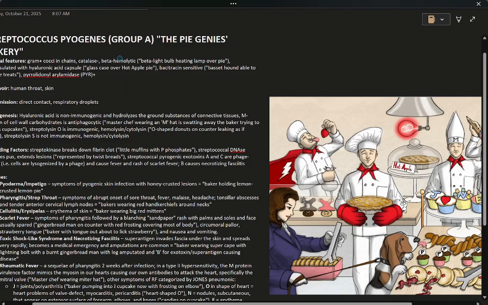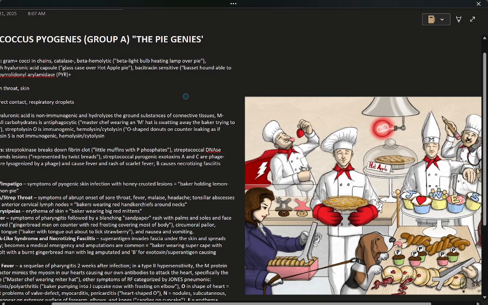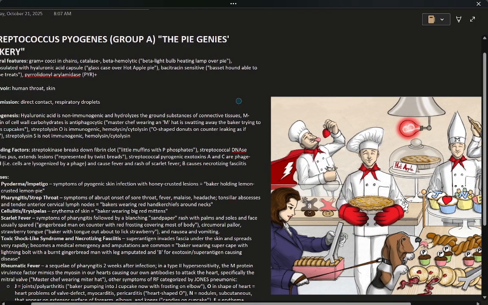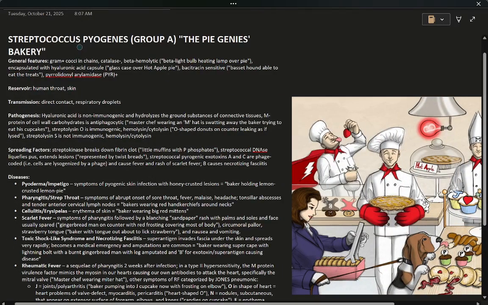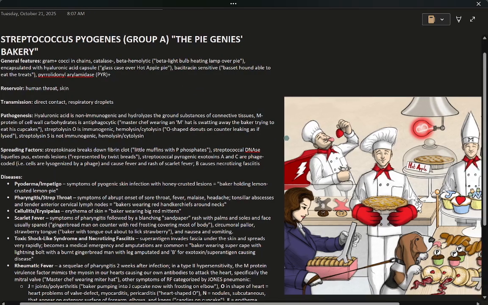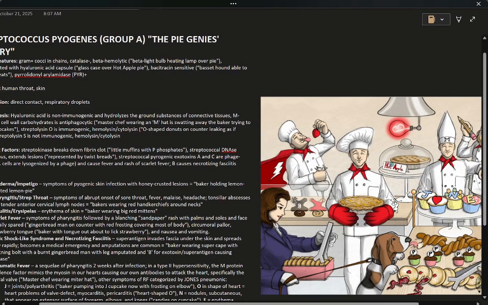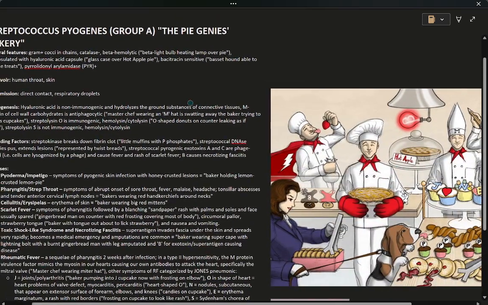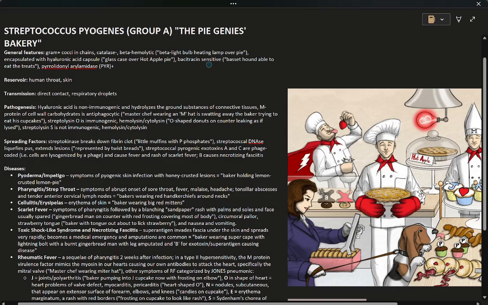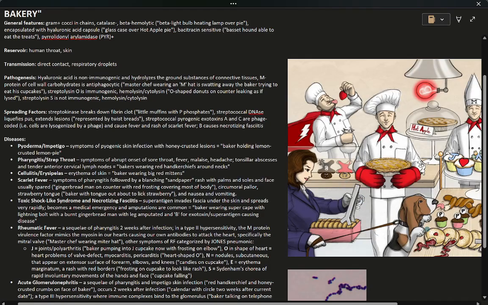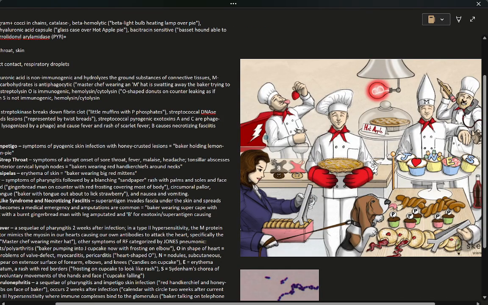The way you can remember that it is beta hemolytic is to think about the beta light bulb shown over here that is heating the lamp over the pie. And then for remembering how the bacteria is encapsulated with hyaluronic acid capsule, think about the glass case over the hot apple pie as shown over here. And then the bacitracin sensitive property, you can remember this by thinking about the basset hound that is able to eat the treats as shown over here.